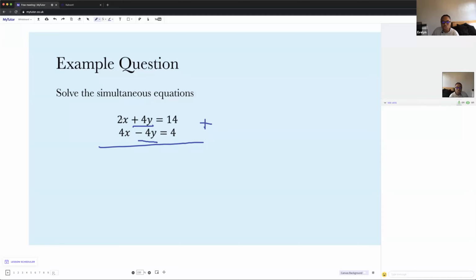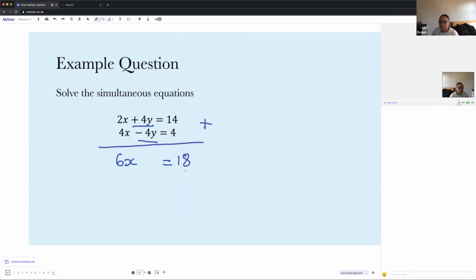So it's going to be 2x plus 4x. 2 plus 4 is 6, so we've got 6x here. Then you've got 4y plus -4y, or plus and the minus make a minus, so it's 4y minus 4y, and that's just 0. And then the last one is 14 plus 4. Now 14 plus 4 is 18. So we're left with this equation after we've added them.